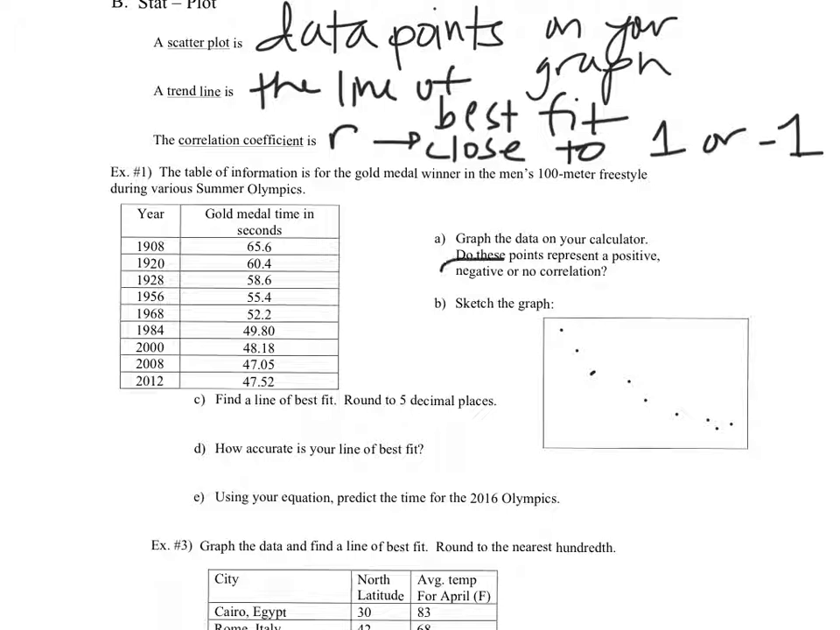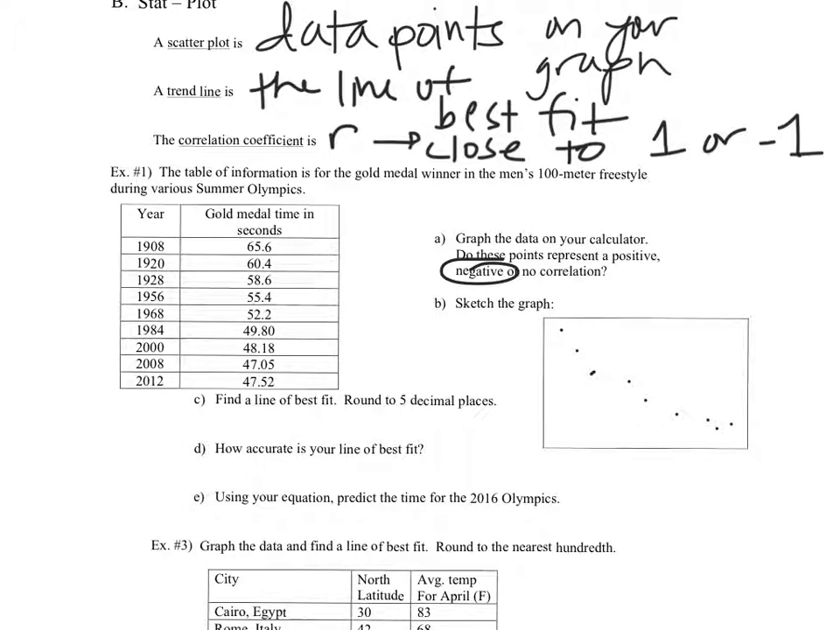So that would be negative correlation. Sketch the graph. Now, what I need you to do, though, is write down the appropriate window scale, the window that you're using. So press the window button on your calculator. My window might be different than yours, but I think they all pretty much do the same.